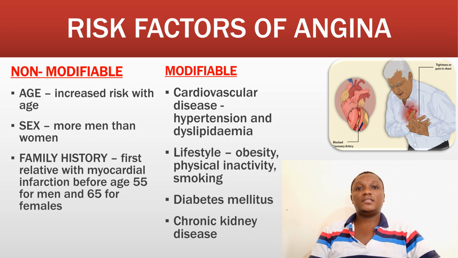Let us now look at the risk factors of angina, and here we group them into two: non-modifiable and modifiable risk factors. These are age. There is increased risk with age. The average age in US is 68 years. Second is sex. More men are affected than women. The third one is family history, and this means the first relative with myocardial infarction before the age of 55 years for men and 65 years for female.